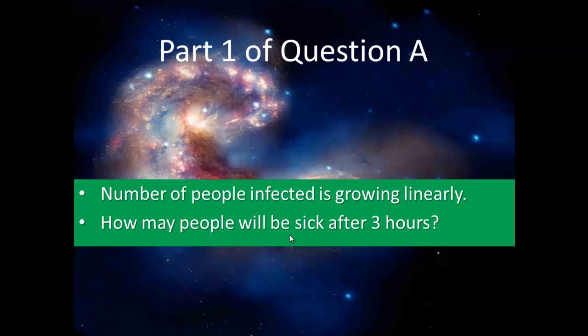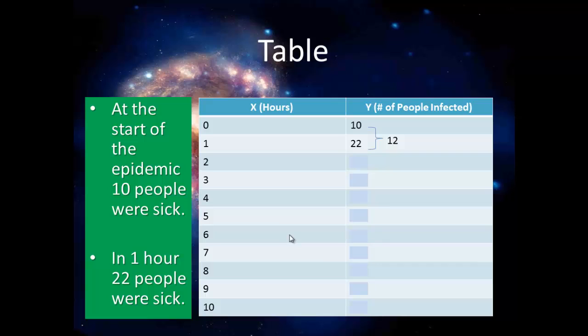So part 1 of question A states, number of people infected is growing linearly. How many people will be sick after 3 hours? So to help us out and to help us graph the line, let's make a table. We were given the information that at the start of the epidemic, 10 people were sick. So for X, we'll make X the hours and Y the number of people infected. When X is 0, Y is going to be 10 because, as stated previously, at the start of the epidemic, 10 people were sick.